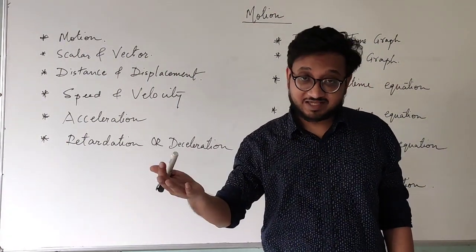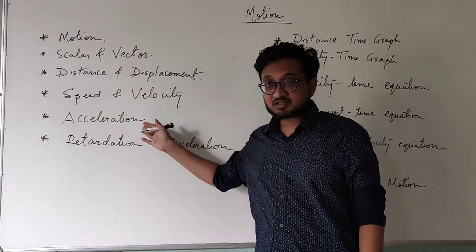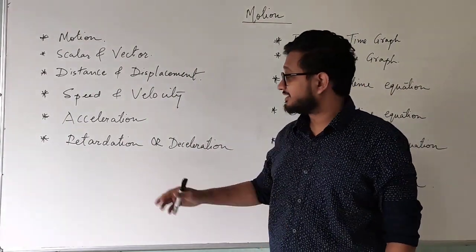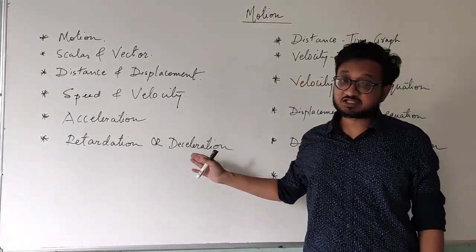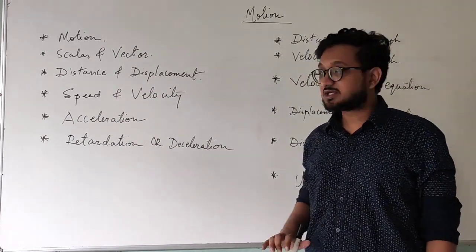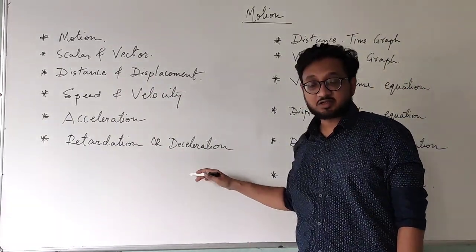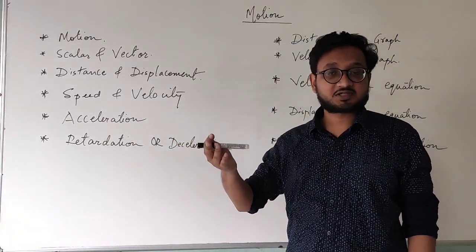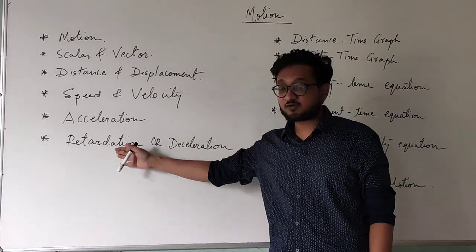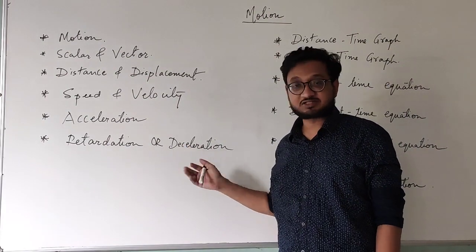So when the velocity is increasing, it is acceleration, but when the velocity is decreasing, it is deceleration or retardation. They both are the same thing. It's just different names, so don't get confused. Retardation is deceleration, and obviously when we had acceleration, uniform and non-uniform acceleration, in the same way we have uniform and non-uniform retardation or deceleration.